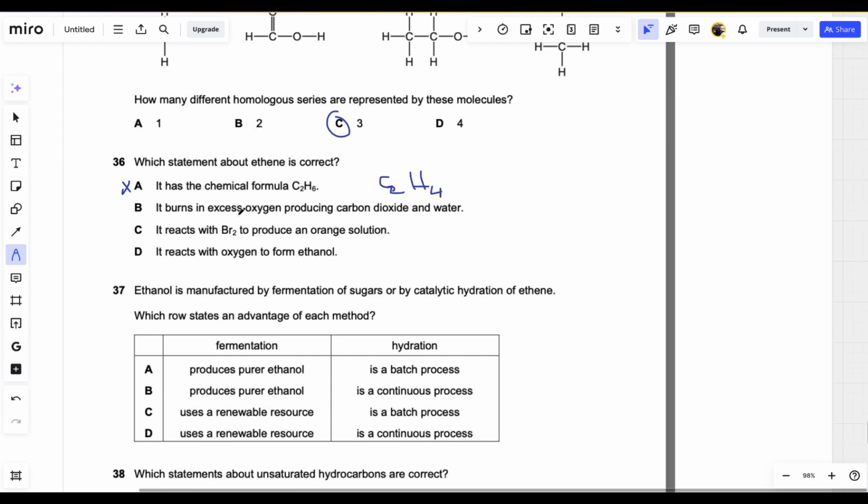B: it burns in excess oxygen, producing carbon dioxide and water. Is that true? Yes, I think it's true. But let's check the others. It reacts with bromine to produce an orange solution? No. It reacts with oxygen to form ethanol? Not really. So the most correct answer is B.